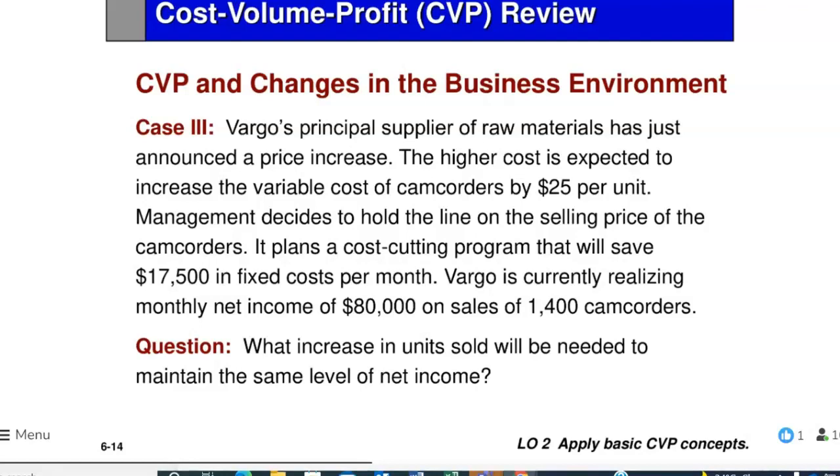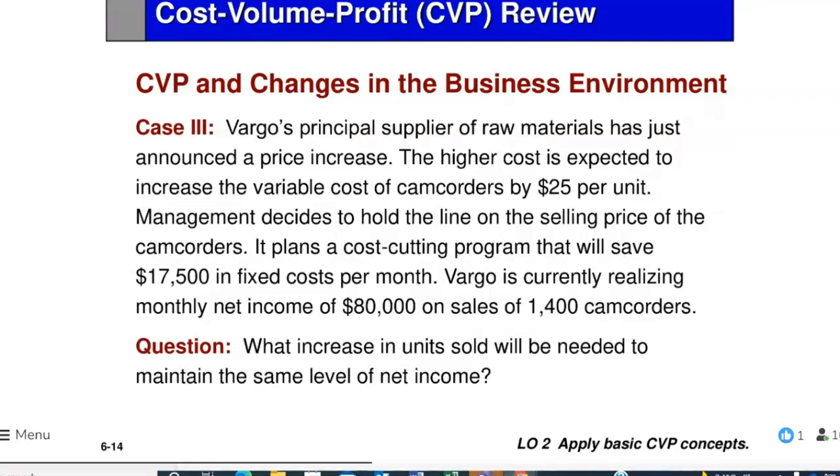What about number 3? Vargo, principal supplier of raw materials, has just announced a price increase. A higher cost is expected to increase the variable cost of camcorders by 25. The variable costs, remember, were 300, so now they're 325. So my contribution margin is going to go down. Management decides to hold the line on selling price, so it's still 500. And it plans a cost-cutting program that will reduce fixed costs by 17,500.